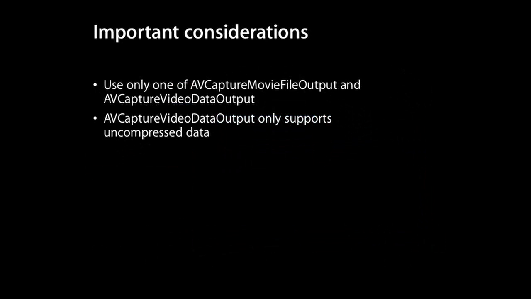The important considerations with recording in AV Foundation are you can only use one of AVCaptureMovieFileOutput and AVCaptureVideoDataOutput at the same time. The system isn't capable of handing you the video frames in real time and writing them out to a movie at the same time. The other point is the documentation currently states that AVCaptureVideoDataOutput can support compressed data. This is not the case in iOS 4.3. It's still only uncompressed data.